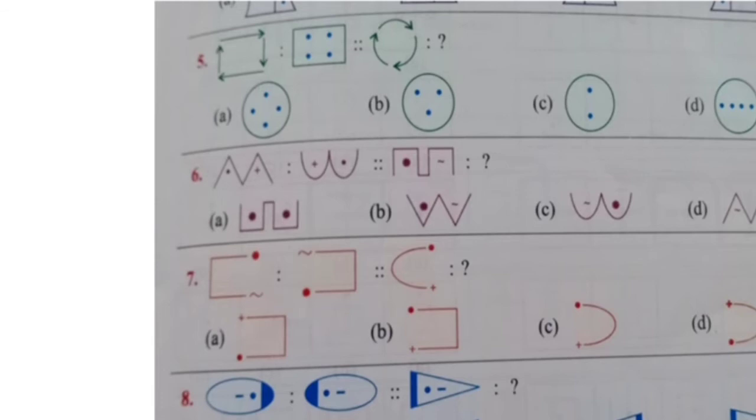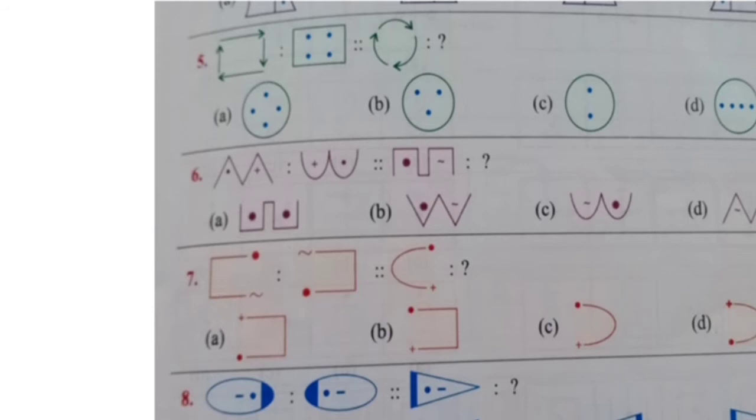So A option is wrong, because 4 dots are given. C option is also wrong, because 2 dots are given. D is also wrong, because 4 dots are given. So our correct option is B.